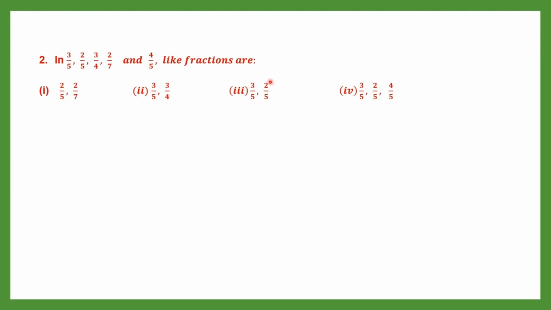But now here we have two fractions, here we have three fractions. Let's see how many there are having 5 as the denominator. 1, 2, 3. That means our answer should have three fractions with denominator 5. 3/5 is the first fraction, 2/5 is the second, and 4/5, and that is option 4. So this is our answer, option 4.